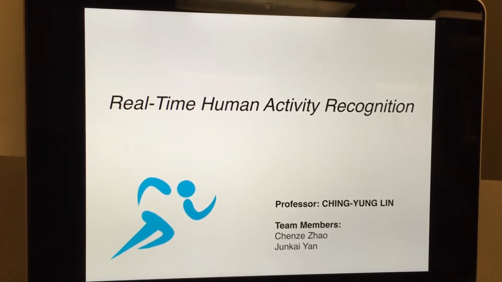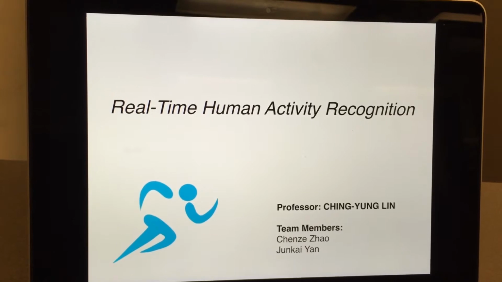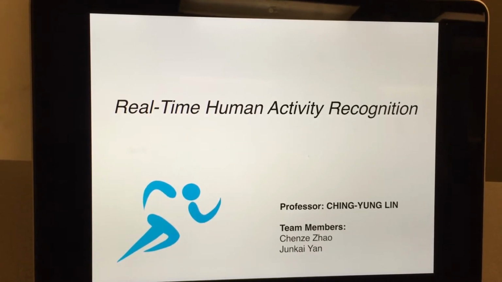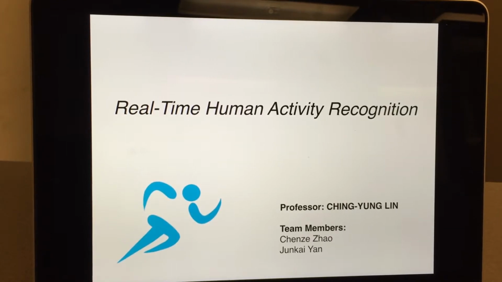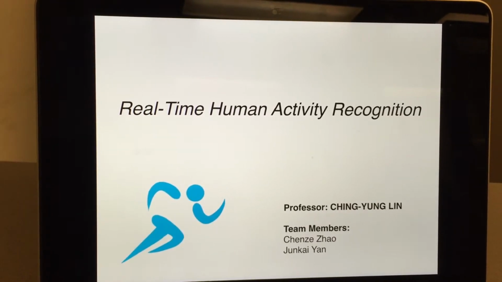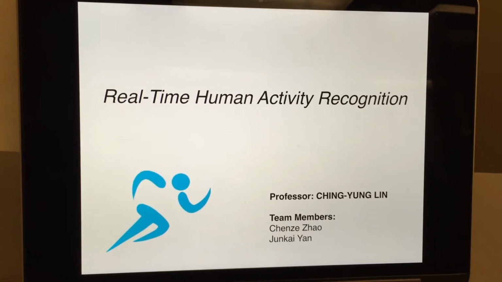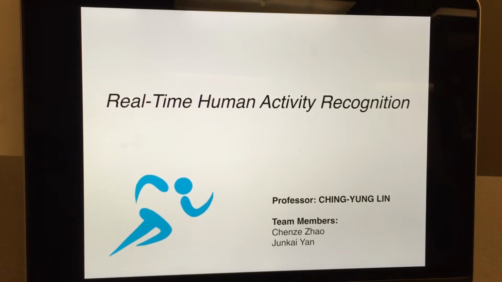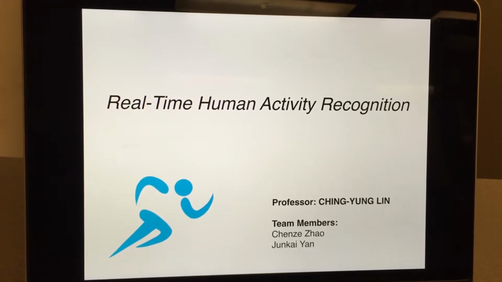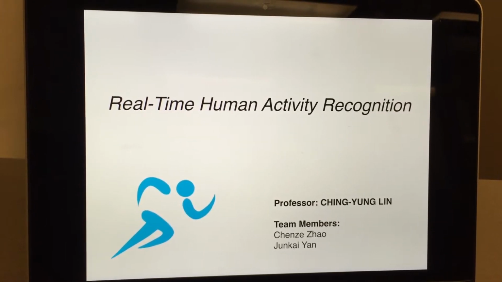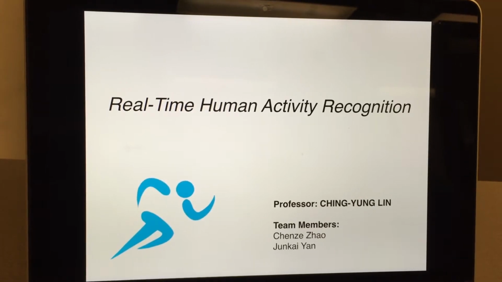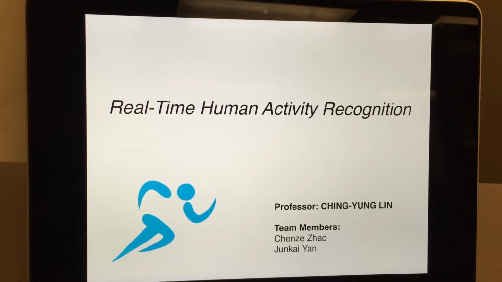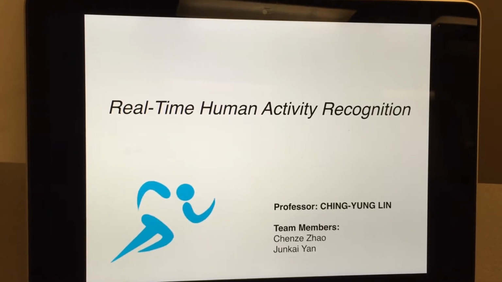So as you can see on the screen, our project is basically doing human activity recognition in real time, and we detect the accelerometer's data on an Android phone and then pass the data to a web server and do a machine learning analysis on the web server. Then we will display the results in real time on a web page.